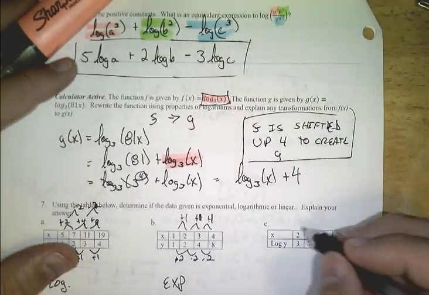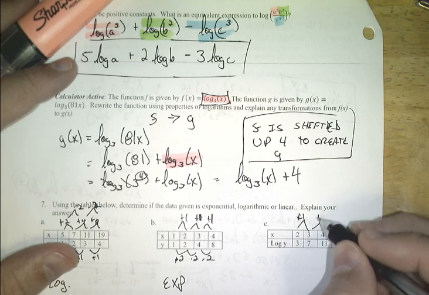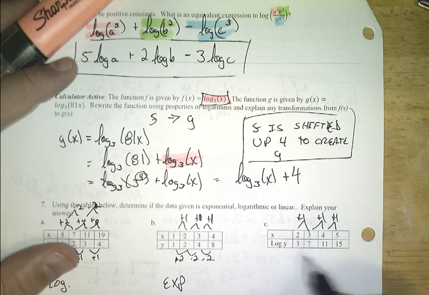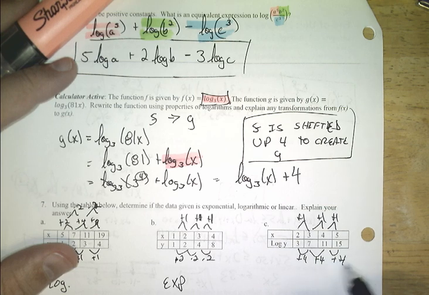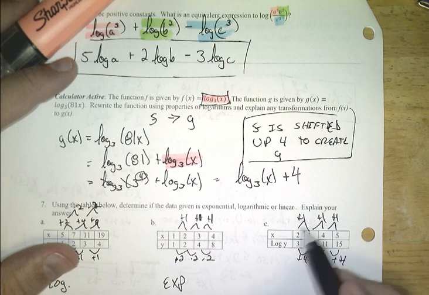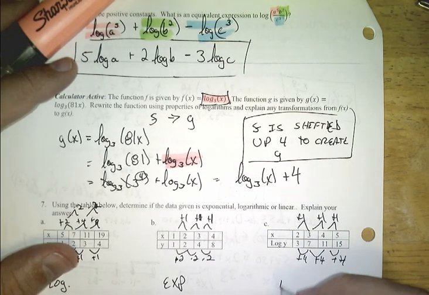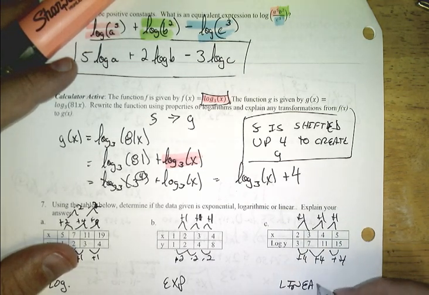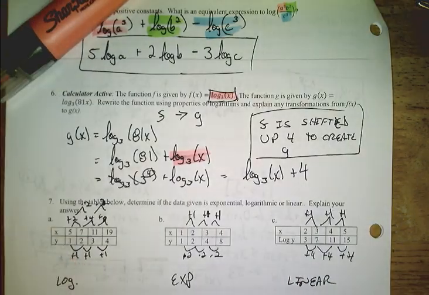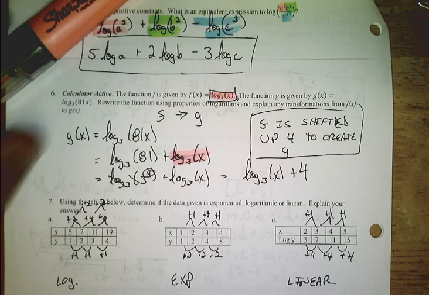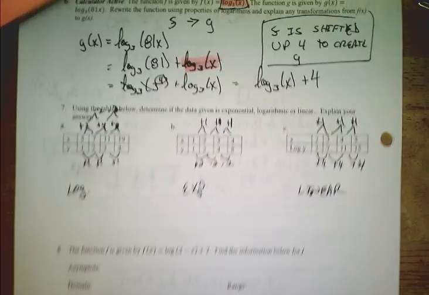And then C, so these are all +1 again. That is a common difference. And then here, this is +4, +4, and +4. So equal intervals over x, equal intervals over y. That means that it is a linear function. Great. One more on this page.